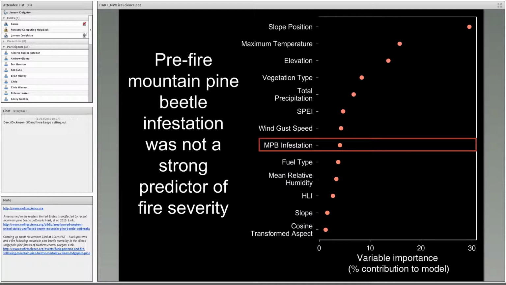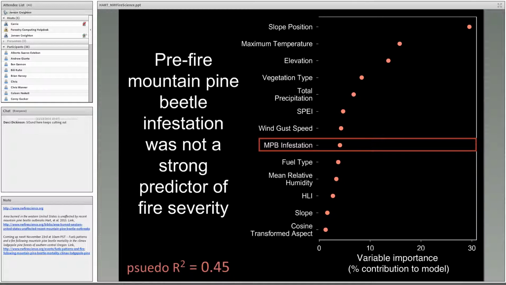Mountain pine beetle infestation was not a strong predictor of fire severity. However, there were significant effects of mountain pine beetle that occurred in different subsets of the data. So it's not to say that it can't affect fire severity, but when we're talking about how we should expect fire severity to occur in a landscape, it ends up being things like topography and fire weather that drive our patterns a little more predominantly.